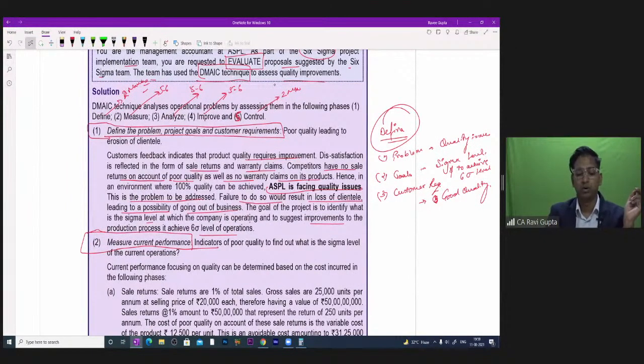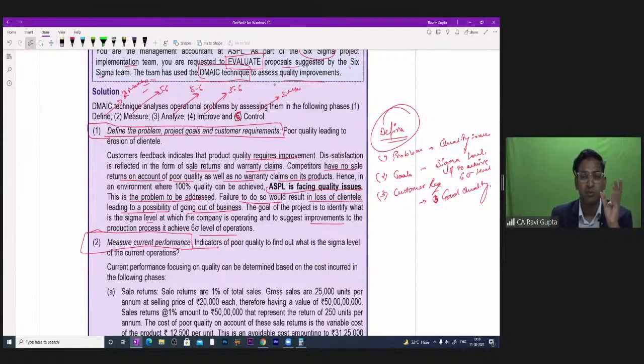Now, measure the current performance. We have to measure our current performance, as when we visit the doctor and describe our problem, that we have a fever, a throat issue, a cold, a cough, definitely he will be measuring through the thermometer. He will be measuring your temperature. That means your current performance is being measured. You are telling a problem, that there are quality issues.